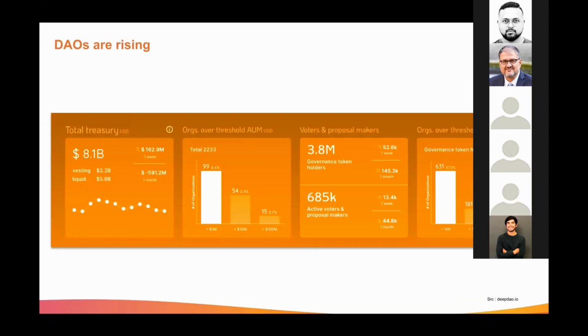First, why are DAOs interesting? If you look at the last 2-3 years, there's been an explosion in DAOs. Number one, the growth in the assets being managed by DAOs has grown about 7-8x since about 2 years ago. About 600,000-700,000 people are now actively voting in DAOs, and governance tokens are held by about 4 million people. Overall, in the last 2 years, we've seen a huge increase in this organization type. Super exciting.